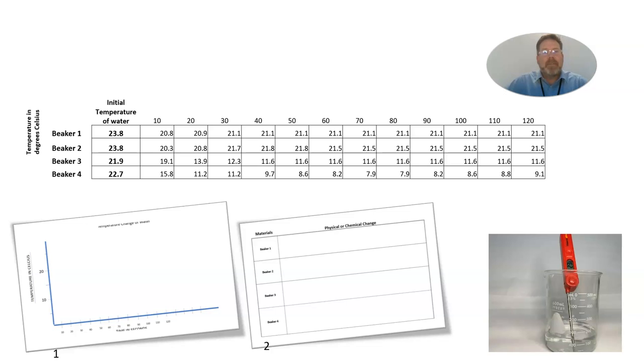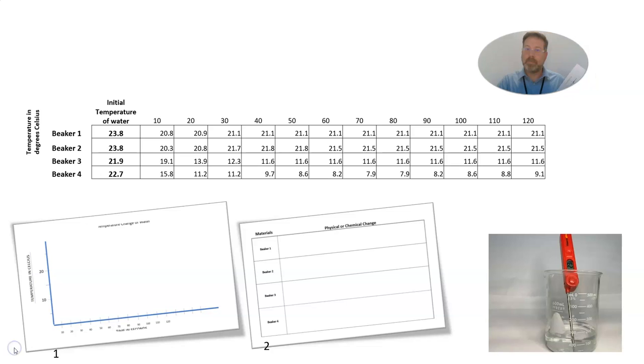So what you have is a challenge now. I have 2 handouts for you. One is to plot the temperature on the graph sheet, and the other is to determine whether you think beaker 1, 2, 3, 4 is a physical or a chemical change based on this information. So go ahead and get started with plotting the data on your graph, and let's look at the results in a minute.